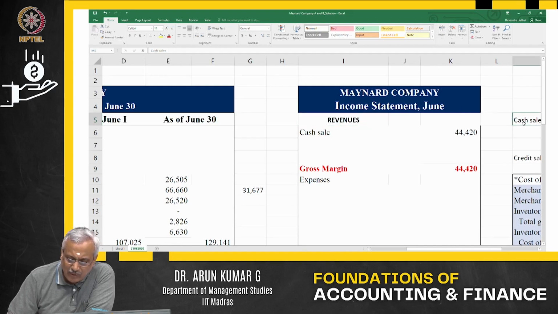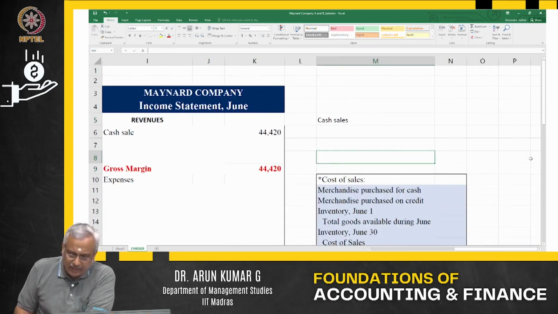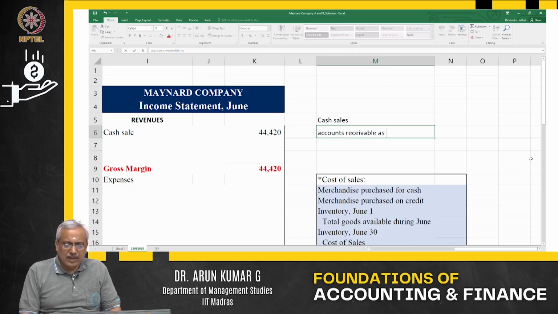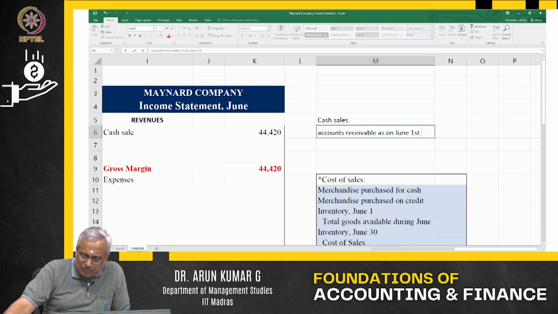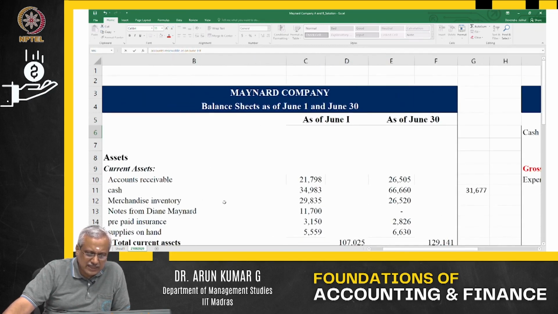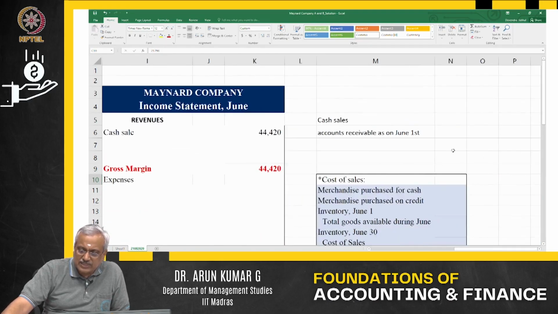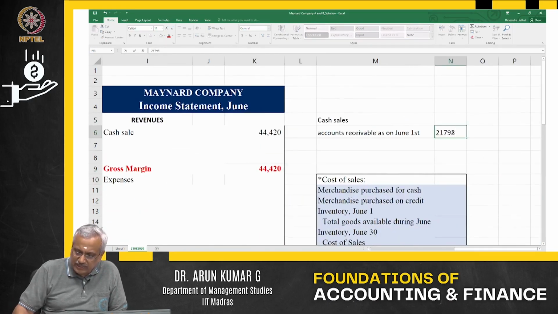Now, let us go back, let me go out here to the working in this particular case. Now, I will say, what are the accounts receivable as on June 1st? I just go to the balance sheet. And then I will say accounts receivable as of 1st of June is 21,798.